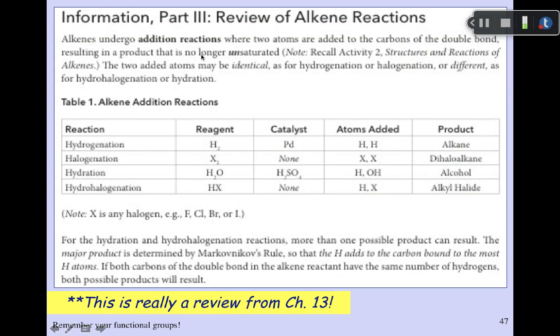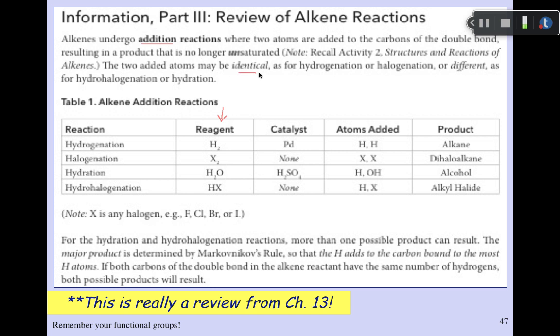So if you read carefully, and these paragraphs are here for your benefit, alkenes are always going to undergo addition reactions as far as we're concerned, where two atoms are added to the carbons of the double bond, resulting in a product that is no longer unsaturated. We've done this. And the two atoms that are being added are these reagents in the first column of Table 1.